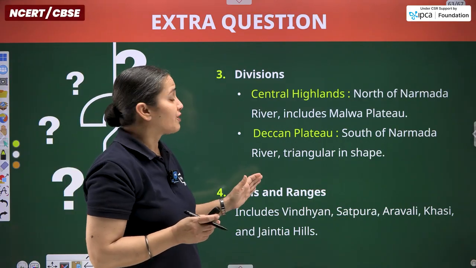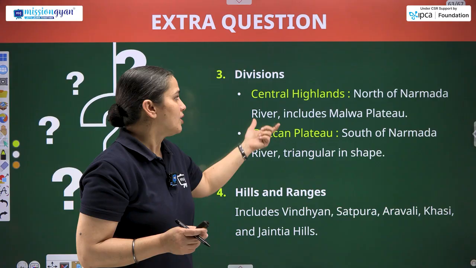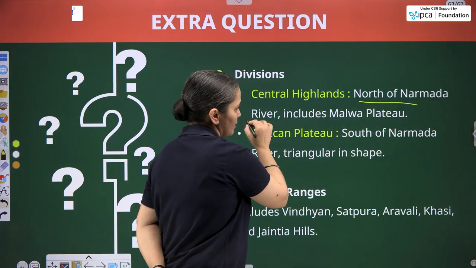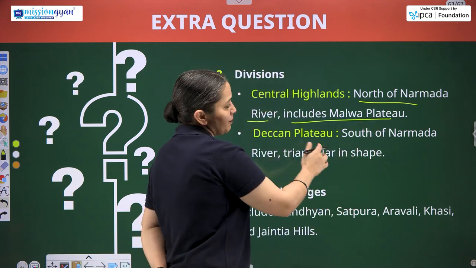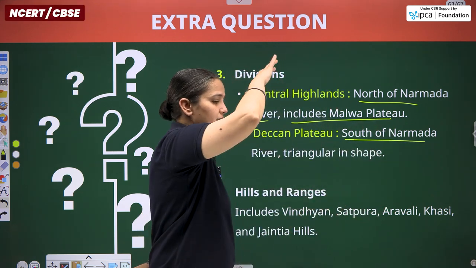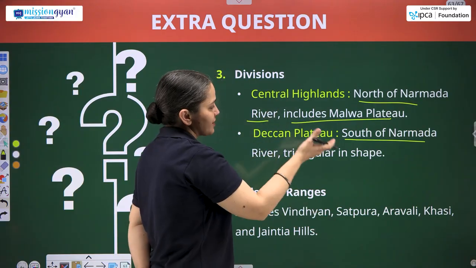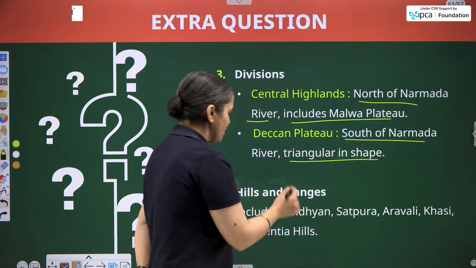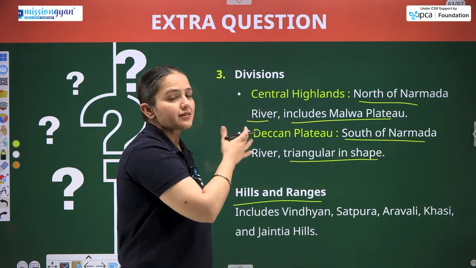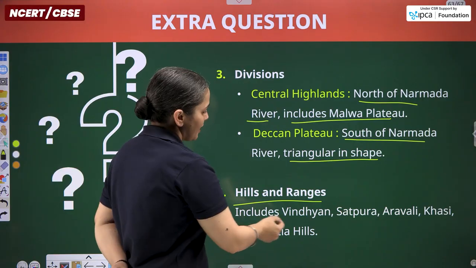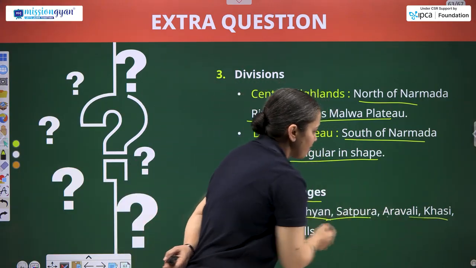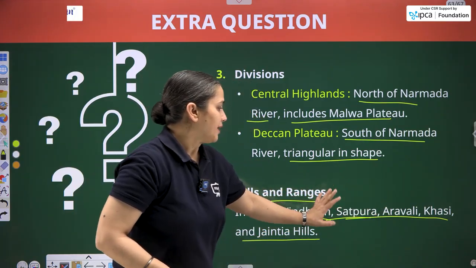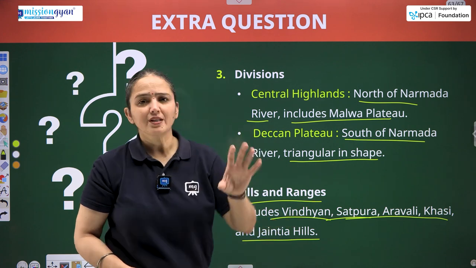Then we have the division of the plateau into the central highland and the Deccan plateau. The central highland lies north of the Narmada River and includes the Malwa Plateau. The Deccan Plateau lies to the south of the Narmada River. It is of triangular shape. Talking about hills and ranges that lie in this peninsular plateau, they are the Vindhyan Range, Satpura Range, Aravali, Khasi and Jayantiya ranges. Aravali lies in the western part, Khasi and Jayantiya in the eastern part, and Vindhyan almost in the central part itself.